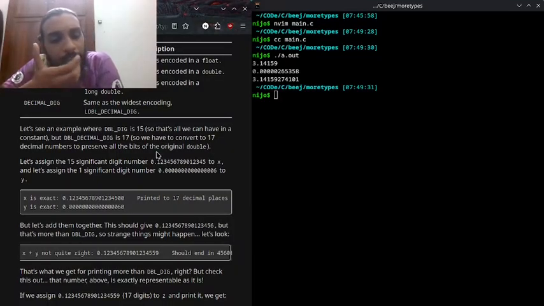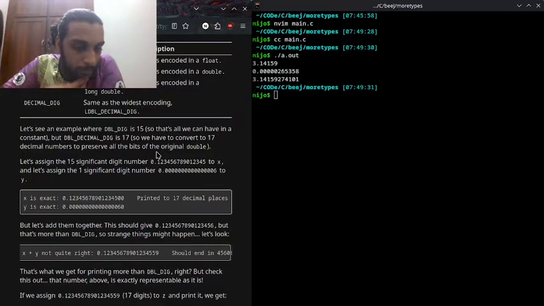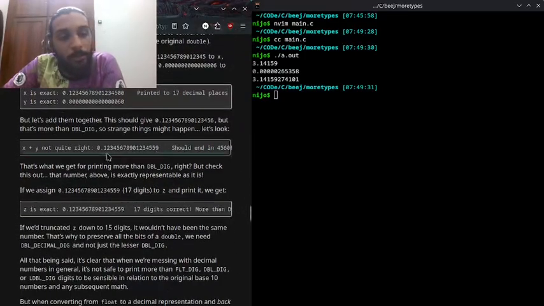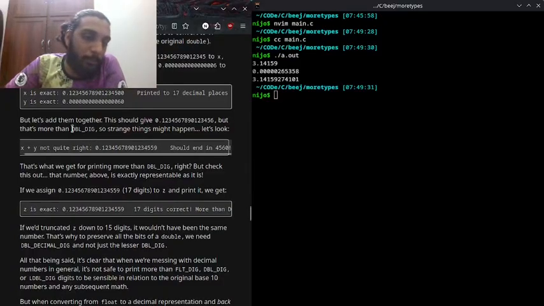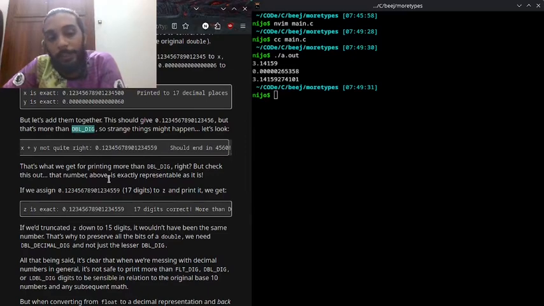Let's assign the 15 significant digit number to x, and let's assign the 1 significant digit number to y. If you add both of them, it will become 16 digits. But let's add them together. This would give us, but look at it, it doesn't give it, because DBL_DIG is only around 15. That's what we get for printing more than DBL_DIG, right?